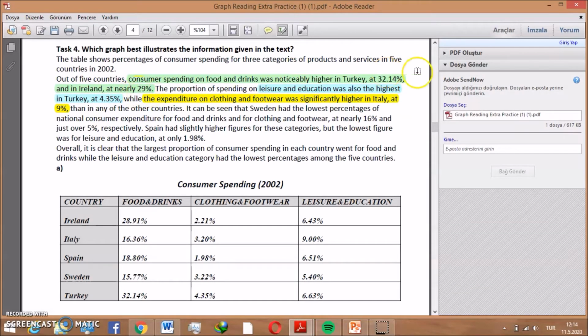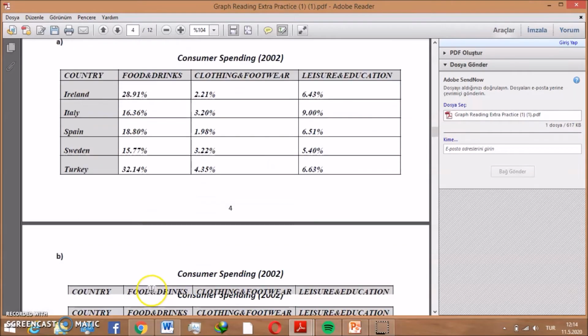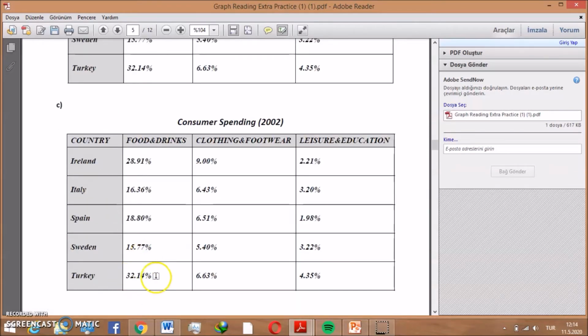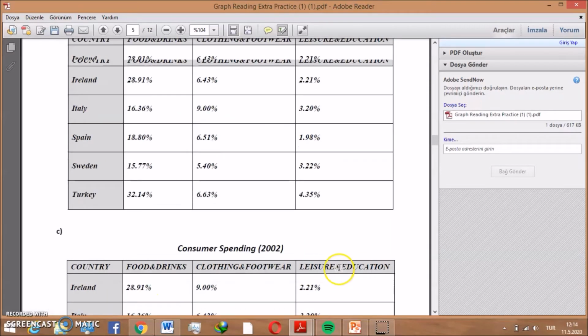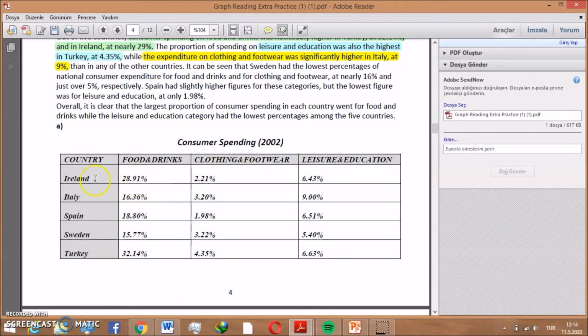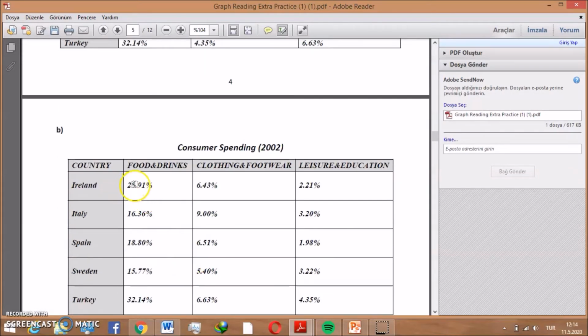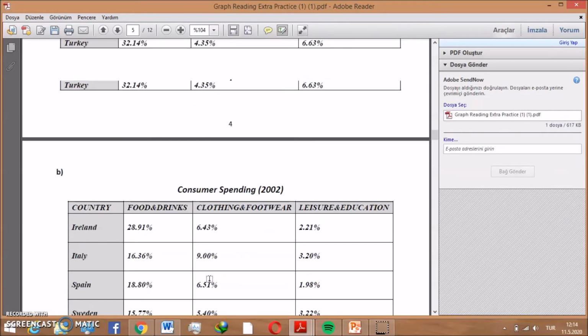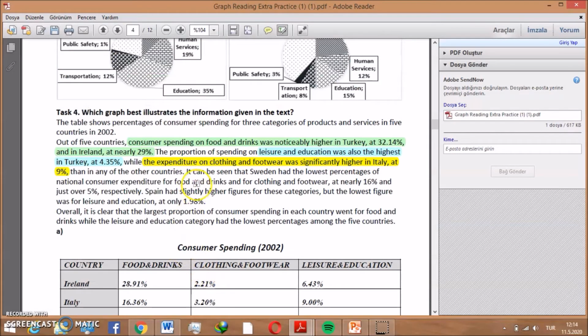Okay, so let's check. Turkey should have the highest number and this number should be this. Let's check. Okay, this is the highest. Okay, let's check Ireland now, and it should be something like this. 29. Okay, it says nearly, so it is okay. 29. This is also okay. And this is also okay. For now, all of our options match the information.